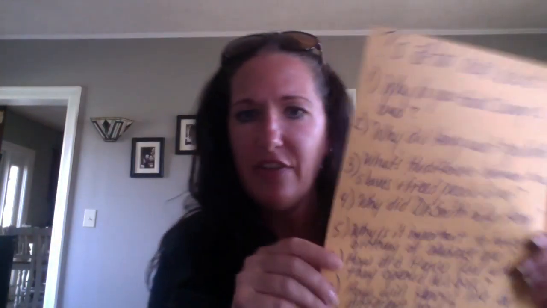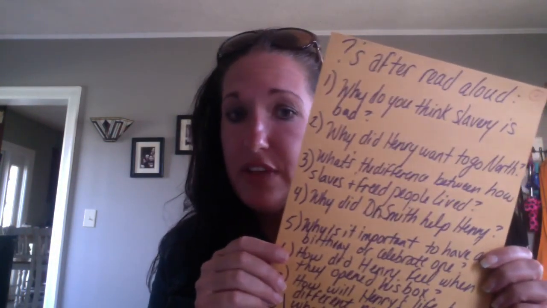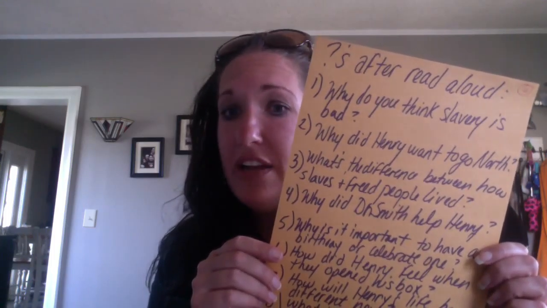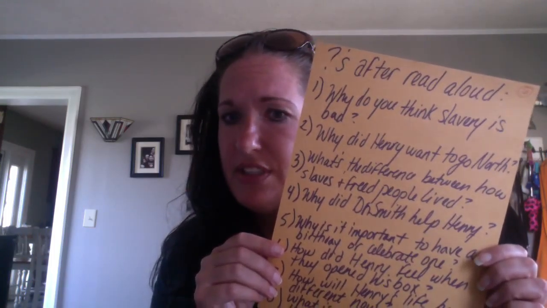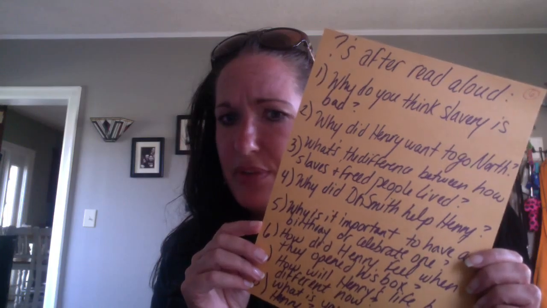Some questions after the read aloud. Why do you think slavery is bad? Why did Henry want to go north? What's the difference between how slaves and freed people lived? Why did Dr. Smith help Henry? Why is it important to have a birthday or to celebrate one?